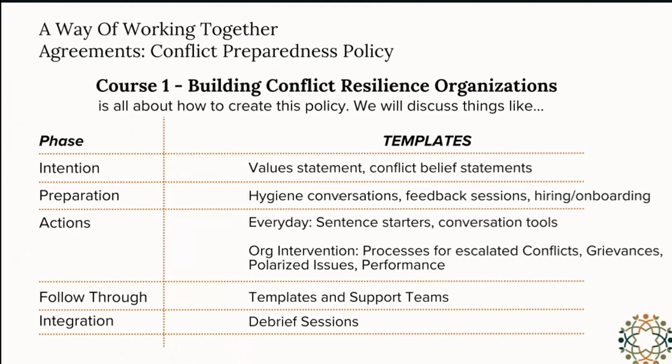We'll go into actions, so there'll be supports like sentence starters and one-on-one conversation tools, as well as a whole hour-and-a-half long session on processes for the 4 types of escalated conflicts that we think often require organizational intervention, which are escalated conflicts, grievances, polarizing issues, and performance issues. And we'll also talk about follow through with templates and support teams and how to integrate through debrief sessions. So course number 1 is about how do you create this policy.